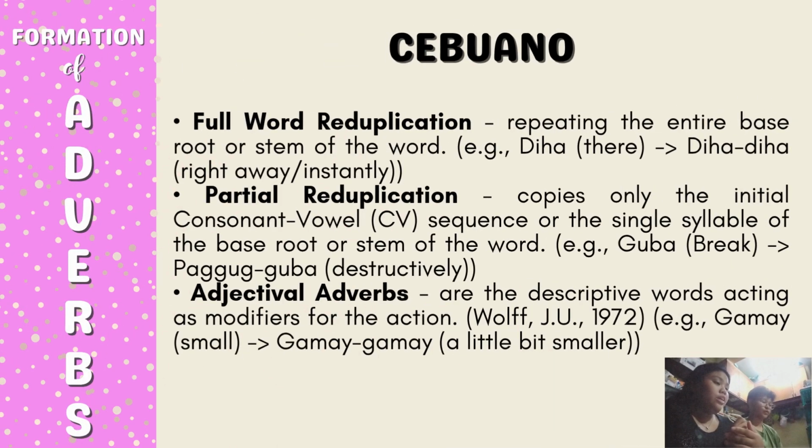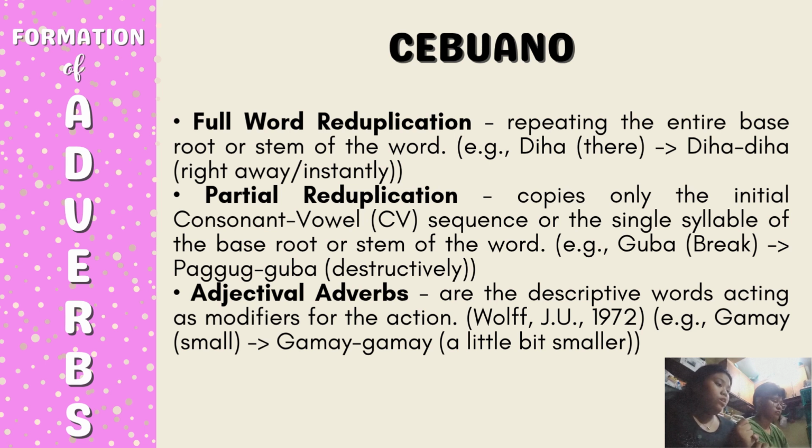Examples are in full reduplication, when it repeats the whole root, such as diha, it becomes diha-diha, which means right away or instantly. In partial reduplication, when it only repeats the first syllable, such as guba, it becomes pagguguba, which means act destructively in English. Lastly, we have here the adjectival reduplication, wherein it softens the meaning. For example, gamay becomes gamay-gamay, and it means just a little bit.